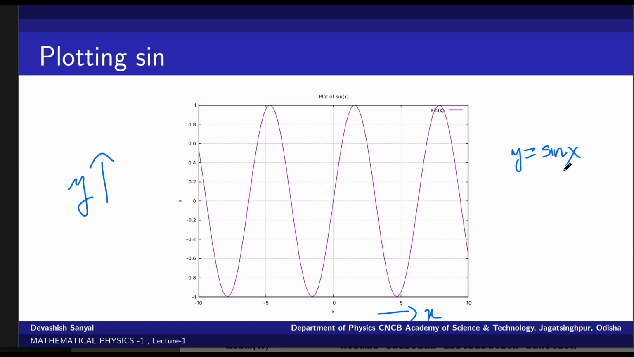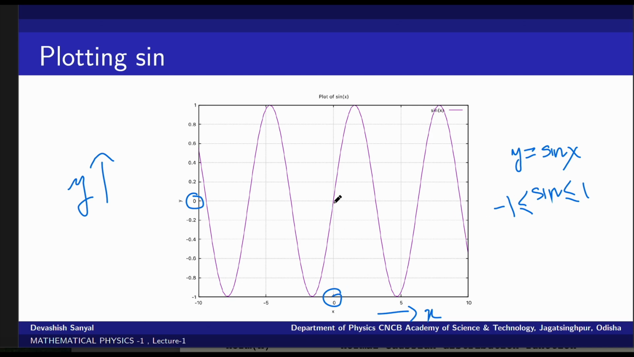What is the maximum value of sin? Whatever sin x is, sin x always lies between -1 and +1. At x equal to 0, this is the 0 coordinate along the y-axis, and this is the 0 coordinate along the x-axis. So at x equal to 0, y should be 0.